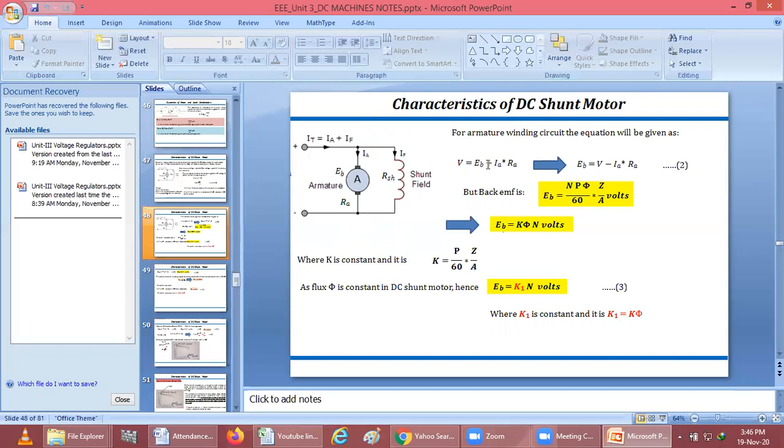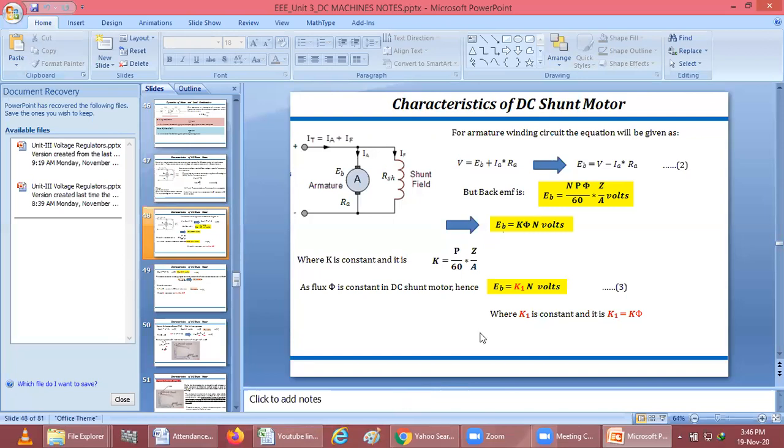V equal to EB plus, if you are applying here KVL, you are supposed to write the value of voltage flowing through this DC motor. That will be EB plus IARA. It means what? If you are rearranging that equation in the form of EB, you will get EB equal to V, ये IARA राइट साइड में है, तुम लेफ्ट साइड में लोगे, it will become negative. So you can write EB equal to V minus IARA.